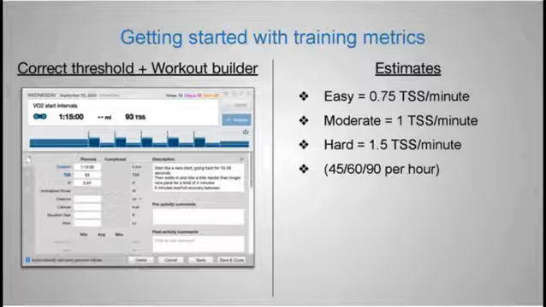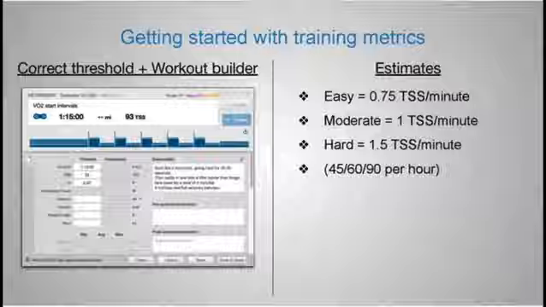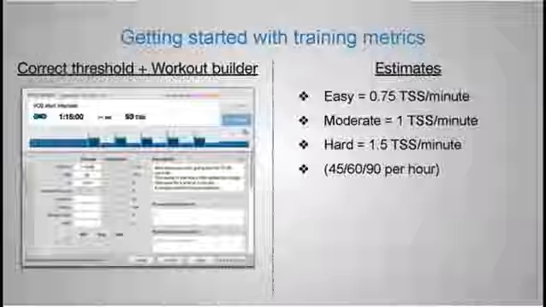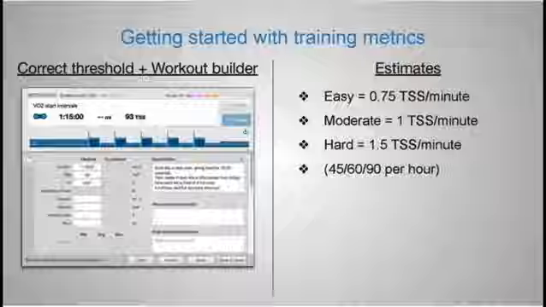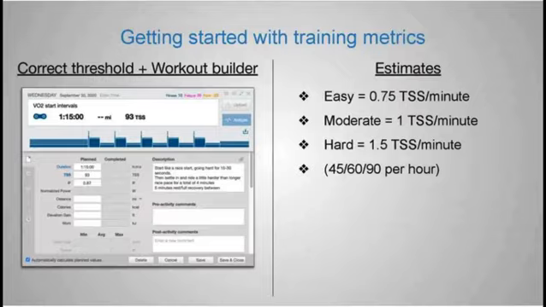For planned workouts for which the workout builder isn't appropriate, and completed workouts that don't have a TSS for some reason, you can easily estimate it using the following guidelines. 0.75 TSS per minute for easy workouts, 1 TSS per minute for moderate workouts, and 1.5 TSS per minute for hard workouts. You can also think of these as 45, 60, or 90 TSS per hour, respectively.